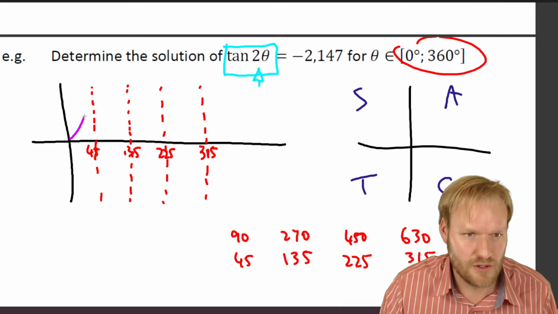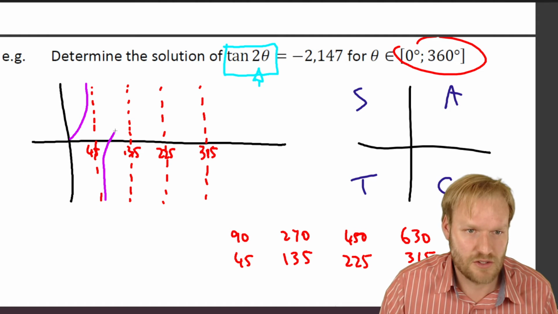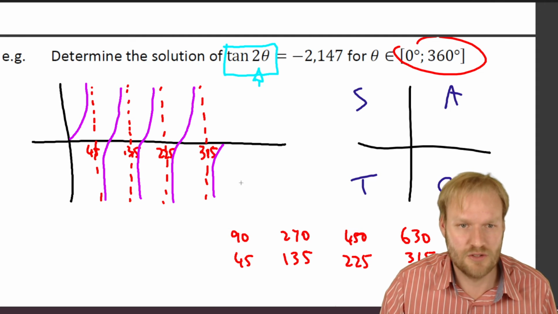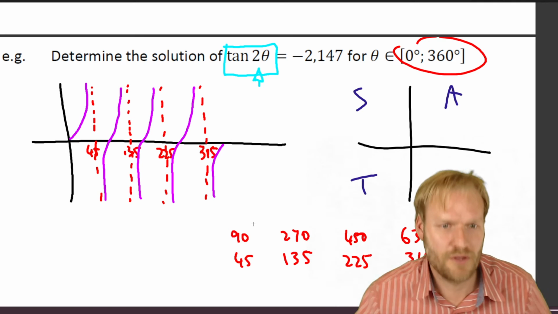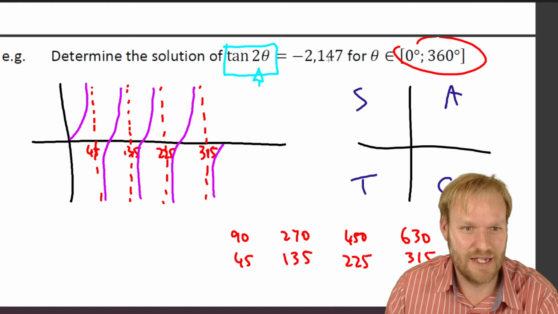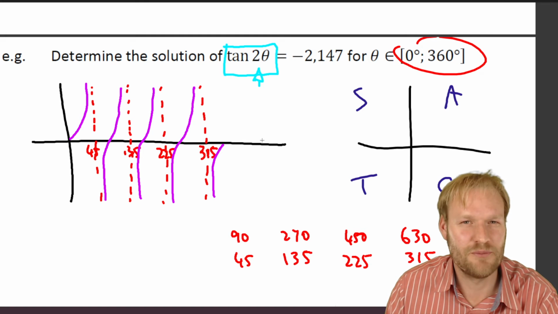So we're going to do this over there. It's going to do this. It's going to do this. And it's going to do this. And it's going to do, and that's about as far as it's going to go. So this tan 2 theta is a negative value. So between 0 and 360, how many solutions are we going to have?